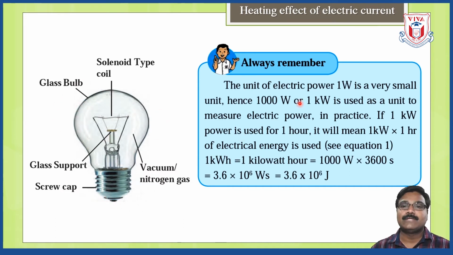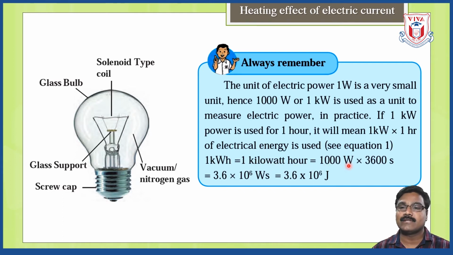Now the unit of electric power is 1 watt, but this unit is very small, hence we use 1000 watt or 1 kilowatt to measure electric power in practice. If 1 kilowatt power is used for 1 hour, it will mean 1 kilowatt into 1 hour of electrical energy, and 1 kilowatt used in 1 hour is nothing but 1 kilowatt hour, which is equal to 1 kilowatt into hour.